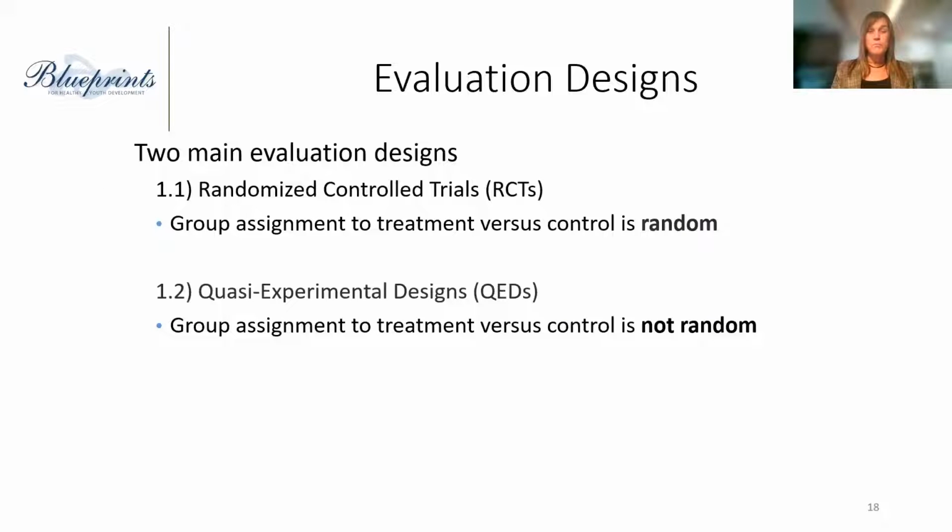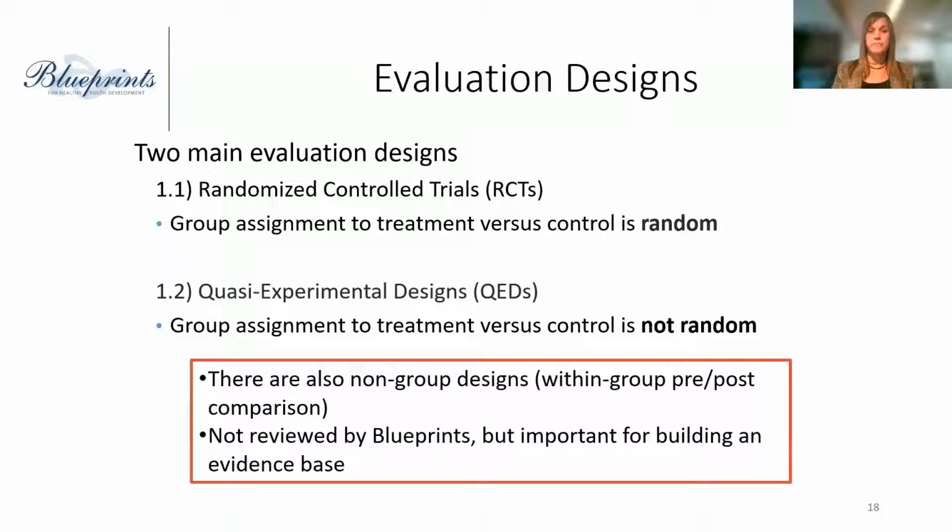So the main difference is that group assignment for an RCT, so those who either get the program versus those who don't get the program, is random, as compared to a quasi-experimental design, in which group assignment to treatment, those who get the program, versus control, those who don't, is not random.